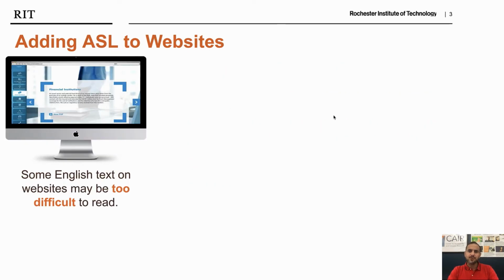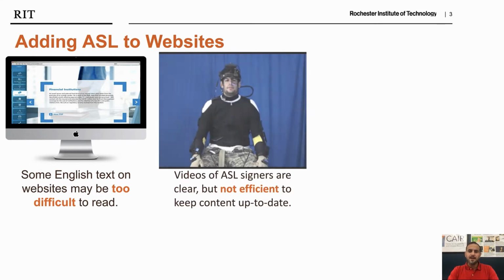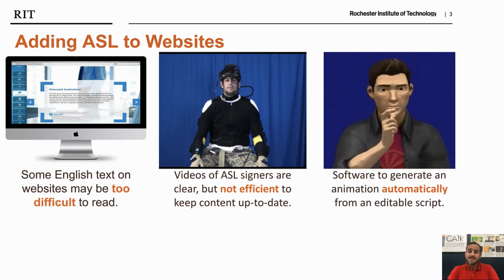Some English text on websites may be too difficult to read for some people who are deaf. While adding videos of a human signer to a website may sound like a simple solution, it's an impractical approach because online information is updated frequently or generated automatically. So the video would need to be recorded and uploaded each time the website content changes. So there is a need for software that generates understandable American Sign Language animations automatically from an easy-to-update script.